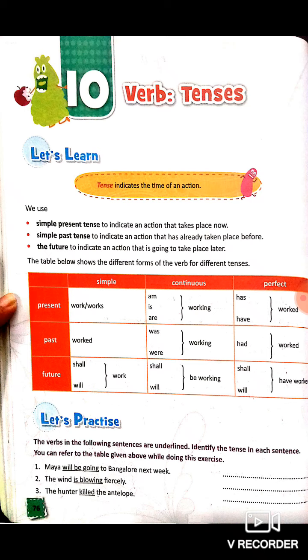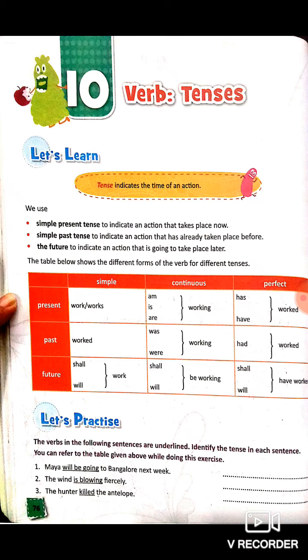In the continuous form, we use am, is, are plus the root form of the verb plus ing. So this should be am working, is working, or are working. And in the perfect tense form, in the present form, we use has or have plus the past participle form of the verb. The past participle form of the verb is the third form, the one which is used with the perfect tense forms, that is worked. He has worked or they have worked.